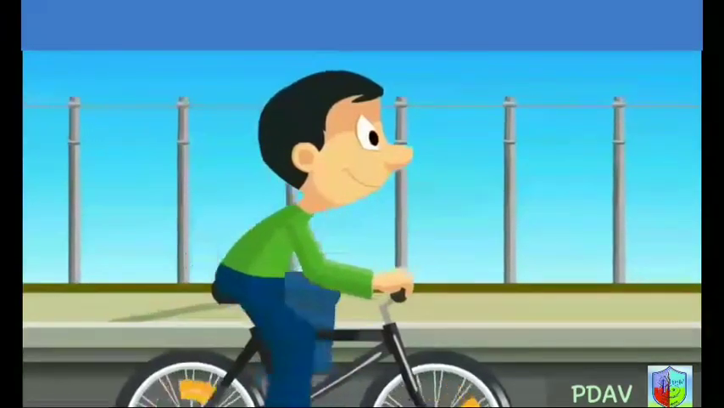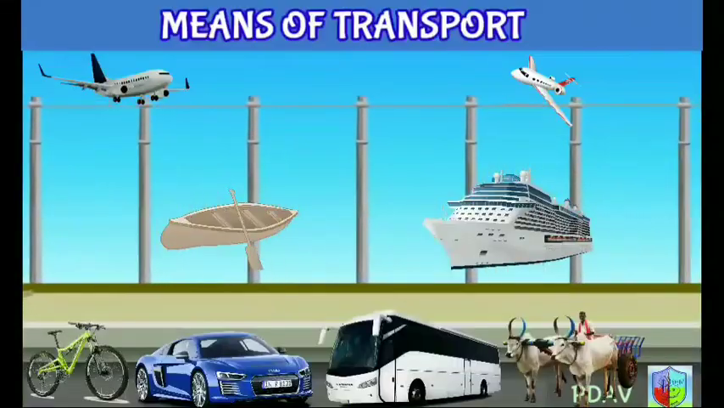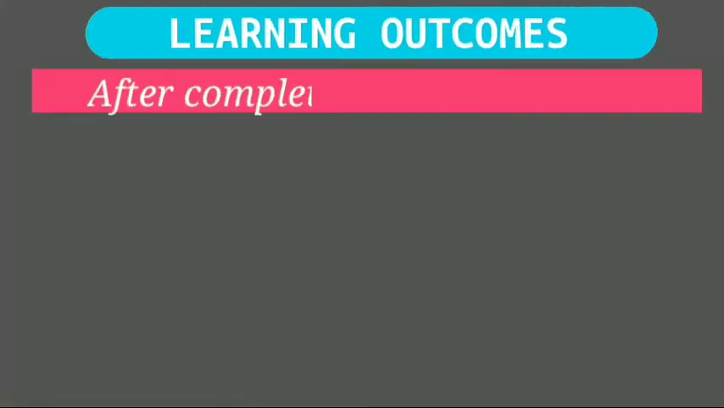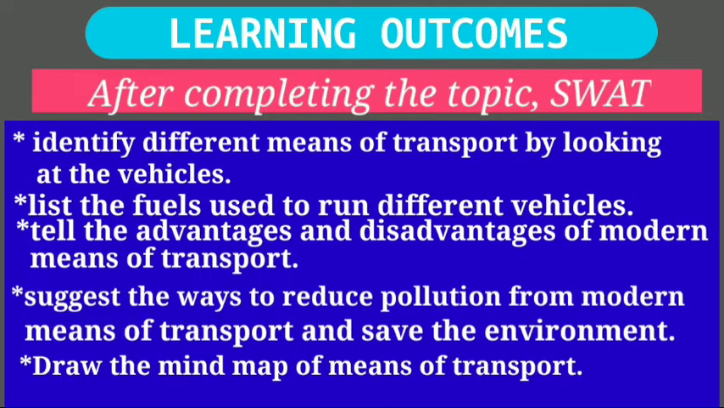In continuation of the chapter, today you will learn about different means of transport. Learning outcomes. At the end of this topic, you will be able to identify different means of transport by looking at the vehicles. List the fuels used to run different vehicles. Tell the advantages and disadvantages of modern means of transport. Suggest the ways to reduce pollution from modern means of transport and save the environment. You will be able to draw the mind map of means of transport.